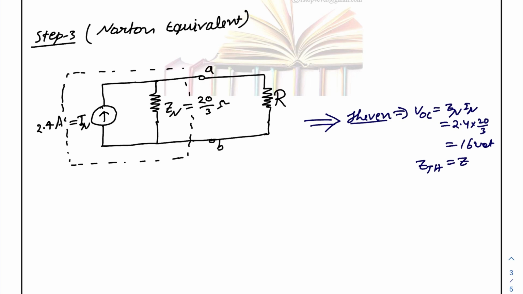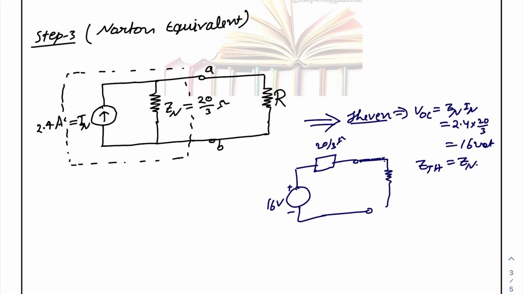ZTH is the same as ZN. So the Thevenin equivalent will be one voltage source and one series impedance. This is your node, this is your voltage source of 16 volt and ZN of 20 by 3 ohm, and a load is connected like this. So this is your Thevenin equivalent. This is dual in nature. From this we can find Norton, and from Norton to Thevenin and Thevenin to Norton, and vice versa.